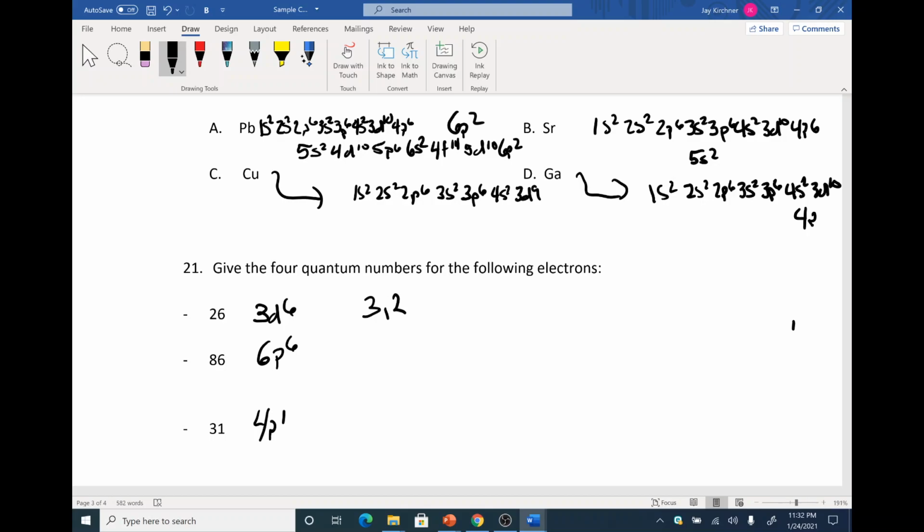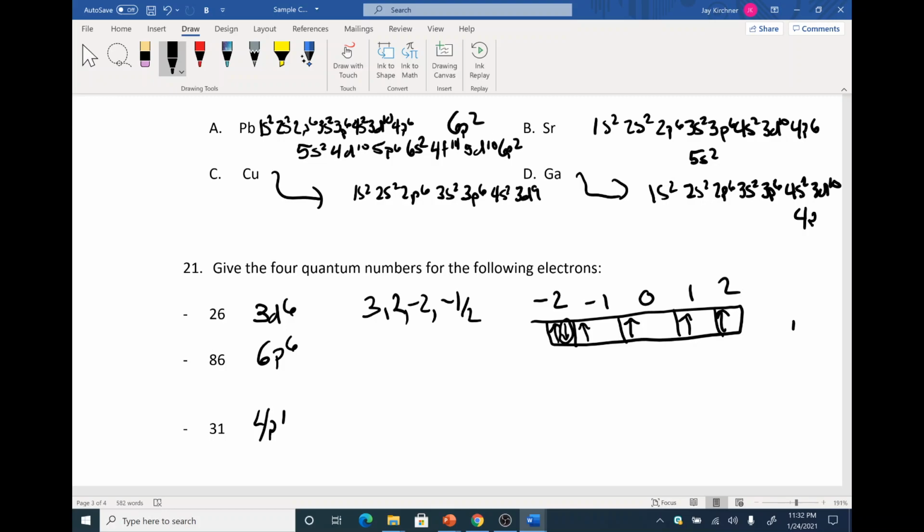Now let's write out the orbitals: -2, -1, 0, 1, and 2. Draw your box, your 5 boxes, because you have 5 numbers here. And now let's start filling in 6 electrons. Remember, up arrows first and left orbitals first, followed by right. I put in the first 5 to fill in single, and then I'm going to double fill. My 6th electron landed in -2, and it's pointed down, so it's -1/2.